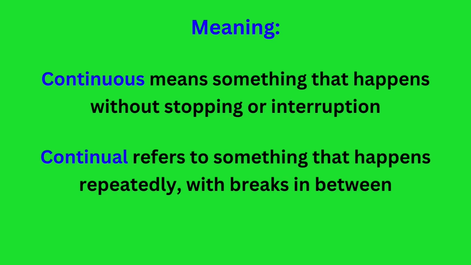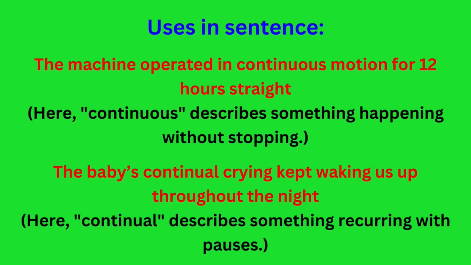Meaning: continuous means something that happens without stopping or interruption. Continual refers to something that happens repeatedly, with breaks in between. In a sentence, the machine operated in continuous motion for 12 hours straight. Here, continuous describes something happening without stopping.